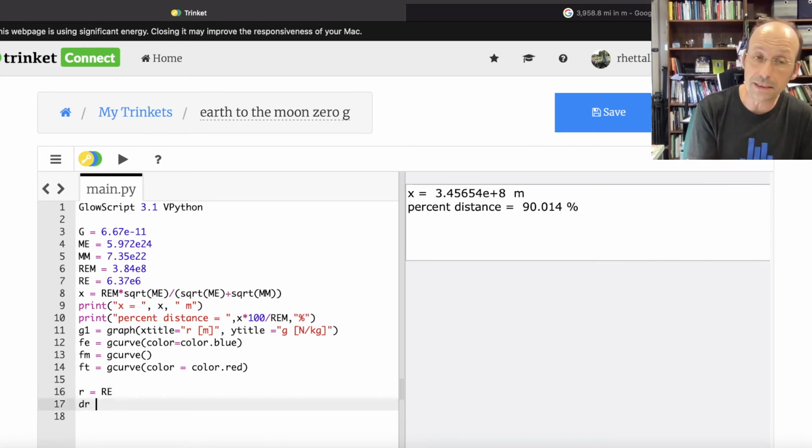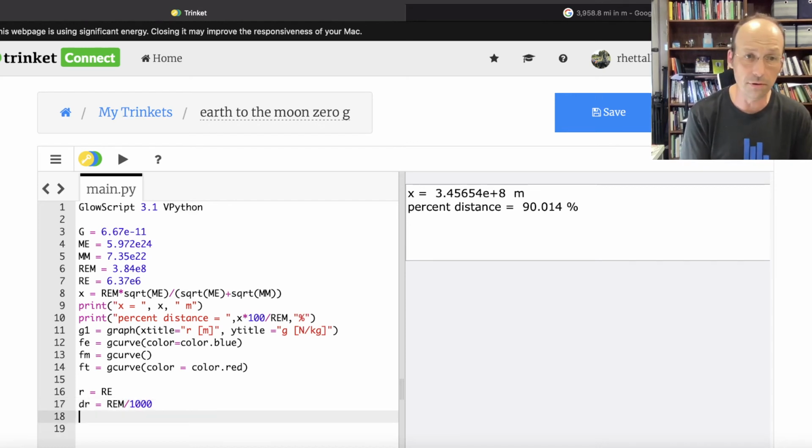Dr, what's my step size? How many pieces do I want to go all the way across? Let's do 1,000 calculations, right? So it's going to be Rem divided by 1,000. So that means that it's a 1,000th of a step. It's an easier way to do it. I could say a meter, but who knows how long it'll take.